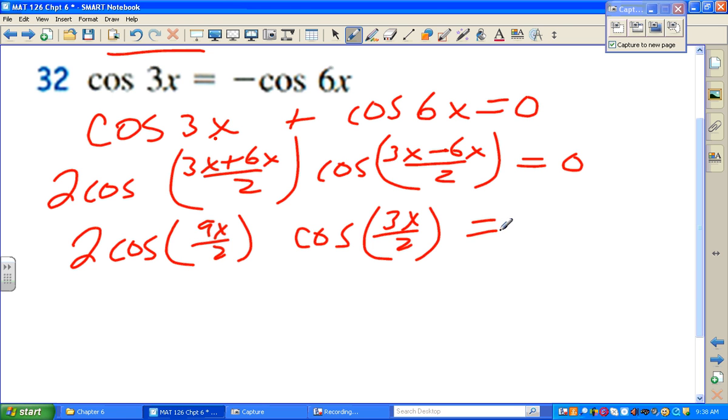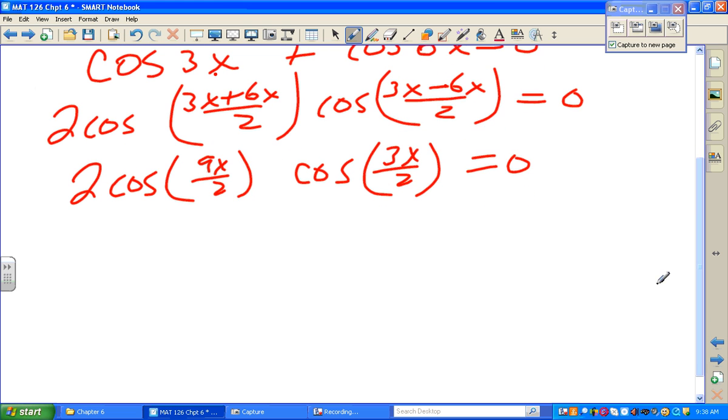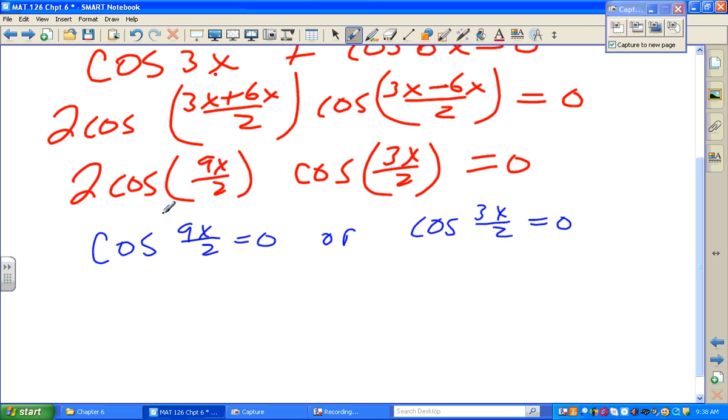And that equals 0. So I can set all the factors equal to 0, can't I? Fantastic. So the 2 can go with the cosine, or the 2 can go away. It doesn't matter, because you're going to divide by 2, aren't you? 0 divided by 2 is... Run it right through there. So the cosine of 9x over 2 equals 0, or the cosine of 3x over 2 equals 0. What happened to the 2? Well, you divide both sides by 2. 0 divided by 2 is still going to be 0.